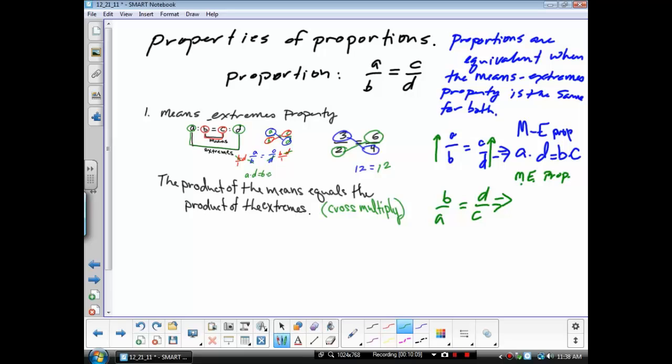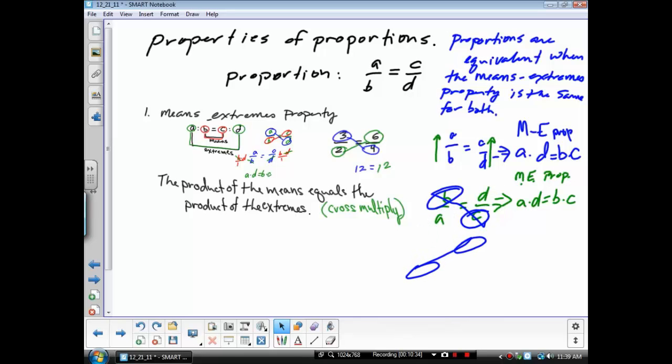B times C equals A times D. A times D equals B times C. Notice this product equals this product, right? A times D equals B times C. I get the same means extremes property in both cases, don't I?